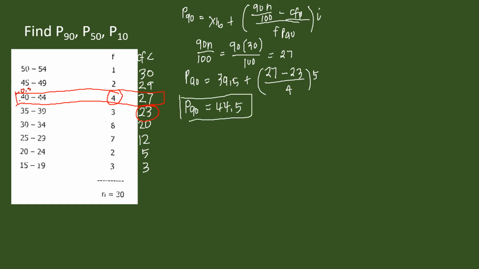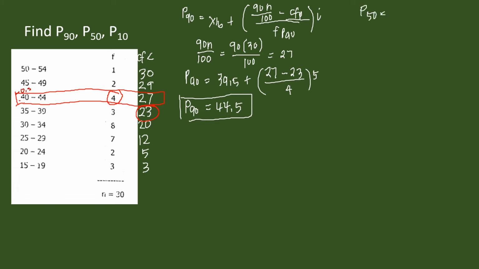Now you might ask, Miss, 44.5 is not in 40 to 44. The truth is, it is there. This is because the true boundaries of 40 to 44 is from 39.5 to 44.5. That's why 44.5 is still part of 40 to 44. Now let's go to P50.